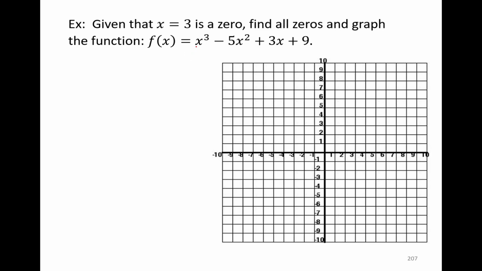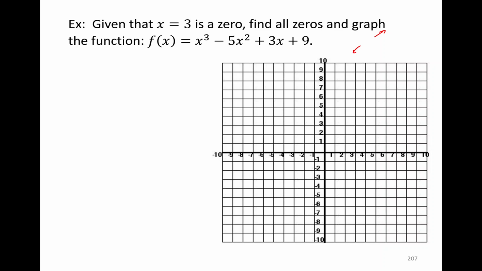Because we have an x cubed as our leading term, that means it has a positive leading coefficient of 1 and an odd degree of 3. So the end behavior is that this graph will be falling to the left, rising to the right. Just want to hold on to that.